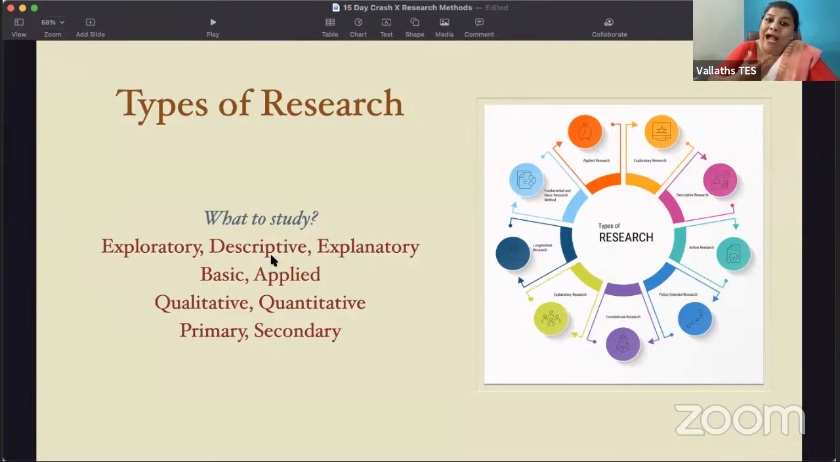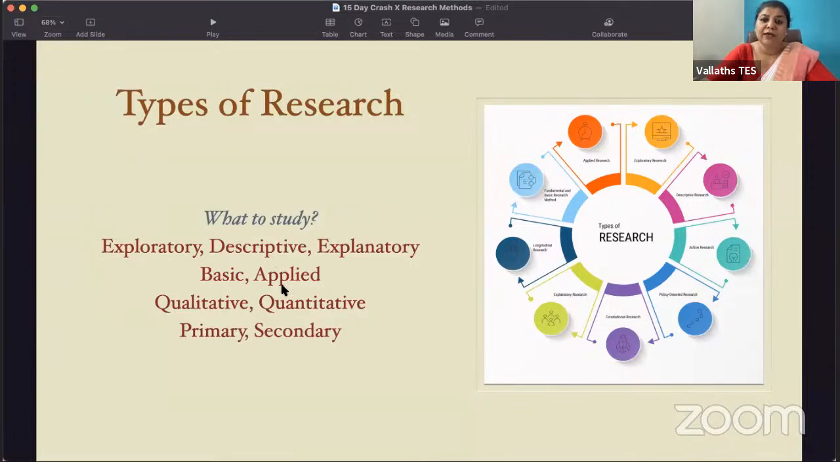You are looking at the why of it. That is the highest kind of research. It is the explanatory research. It comes after exploratory and descriptive research. Did you understand? Then there is basic and applied research.